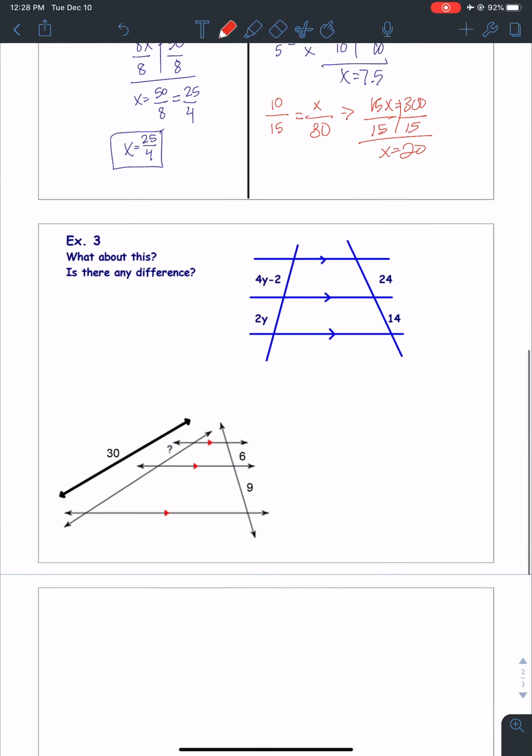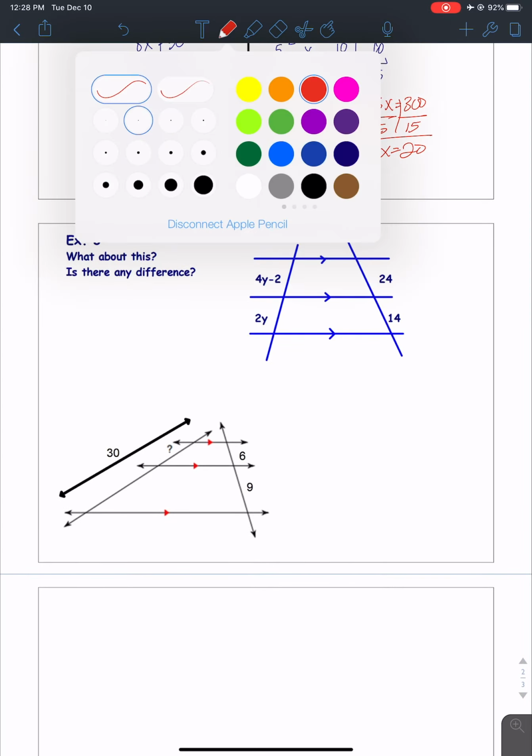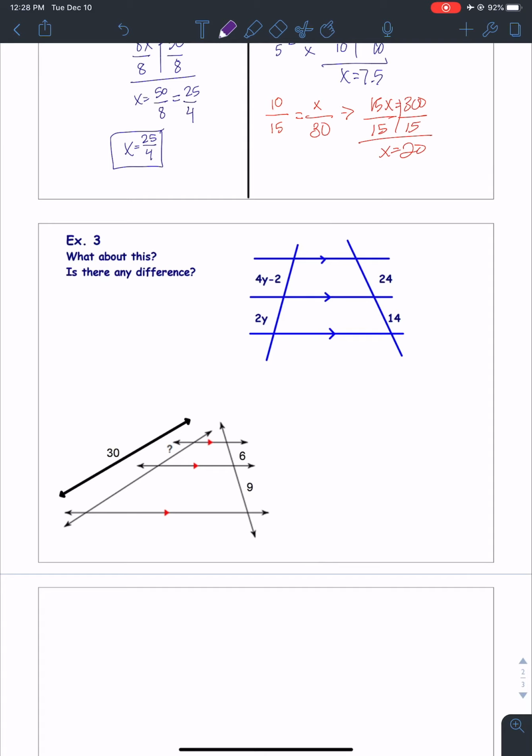Moving on to example number 3, it's asking us, what about this? Is it the same? Is it different? So you could imagine these two lines continuing on and making a triangle. And so since we have parallel lines, they will be cut proportionally. So we are going to make a proportion with these numbers. So 4y minus 2 over 2y is equal to 24 over 14.